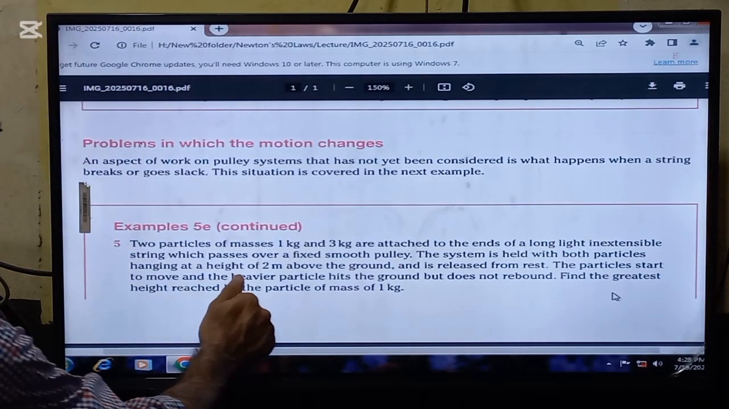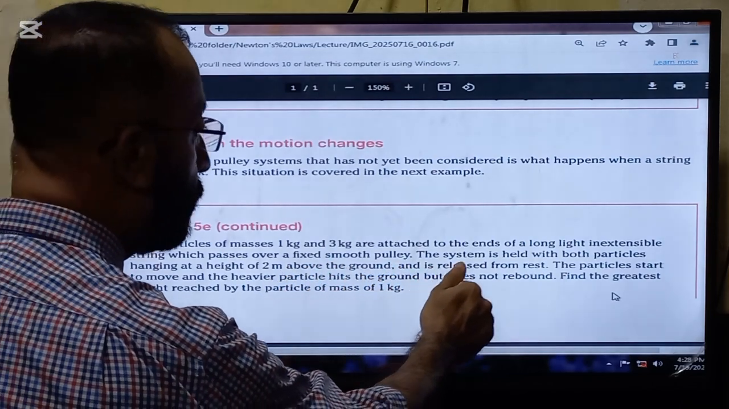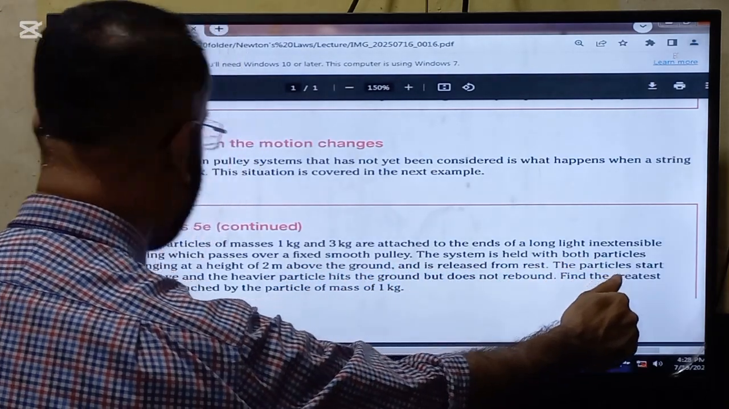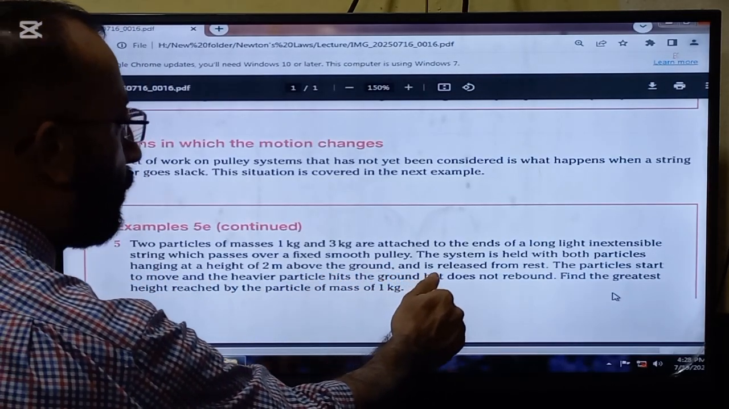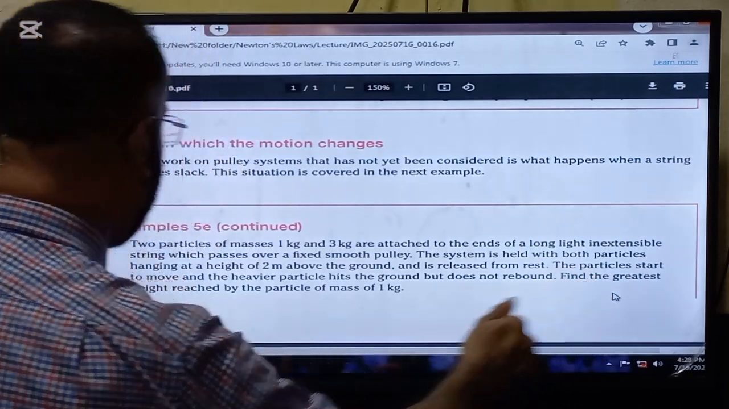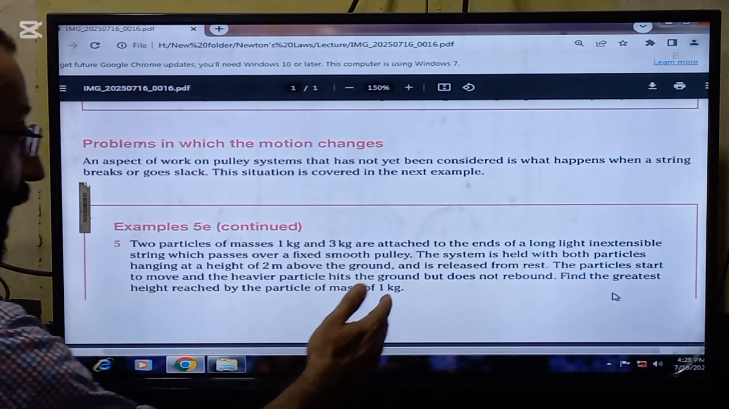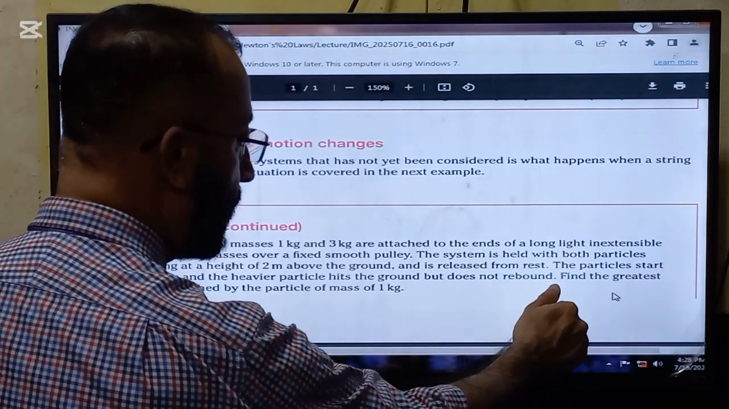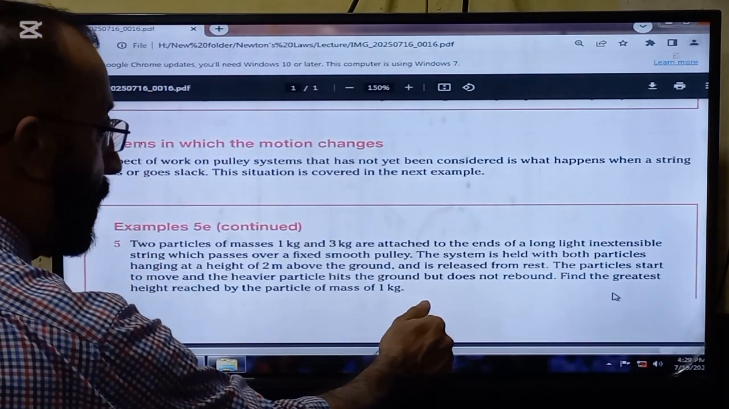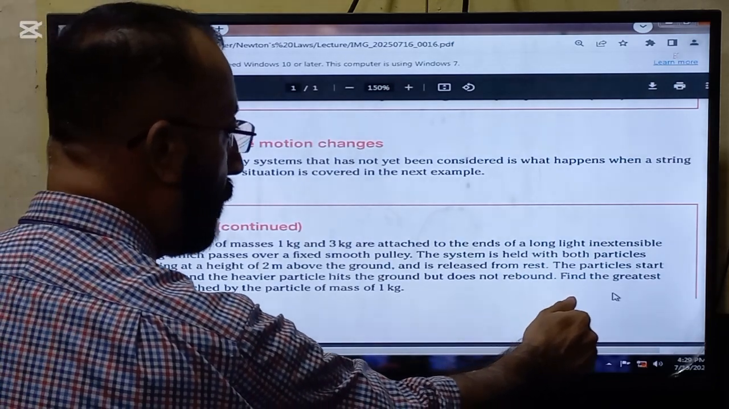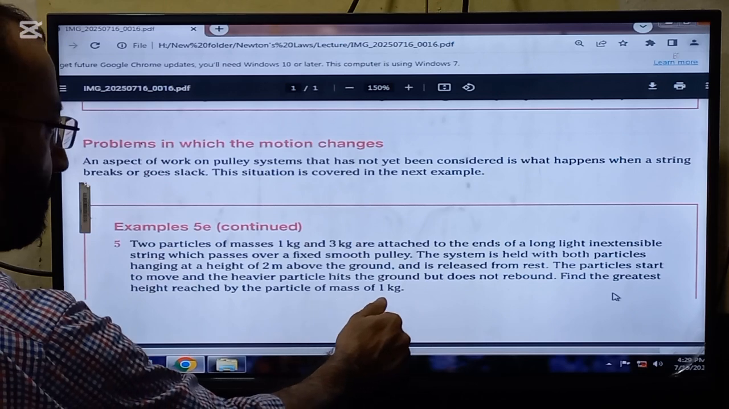Two particles of masses 1 kg and 3 kg are attached to the ends of a long light inextensible string which passes over a fixed smooth pulley. The system is held with both particles hanging at a height of 2 meters above the ground and is released from rest. The particles start to move and the heavier particle hits the ground but does not rebound. Find the greatest height reached by the particle of mass 1 kg.